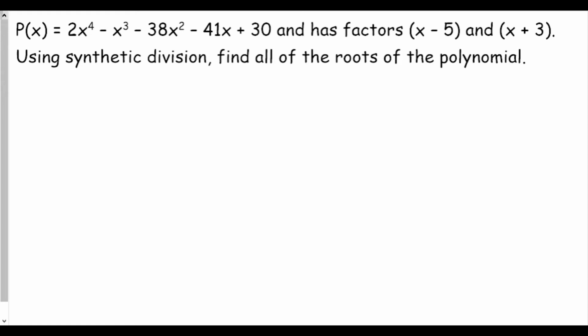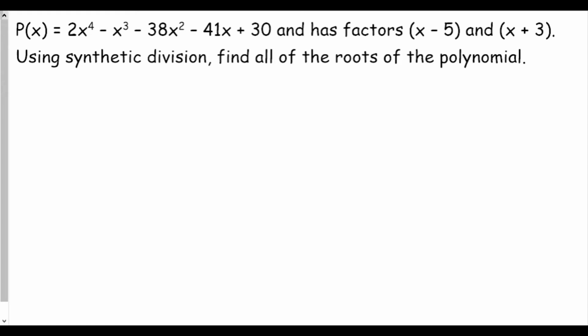So we have this polynomial, which is p of x equals 2x to the fourth minus x cubed minus 38x squared minus 41x plus 30. And we know there are factors of x minus 5 and x plus 3. We know what the factors are. And so what we're trying to do in this case is figure out what the roots are. And so we begin with the first one.